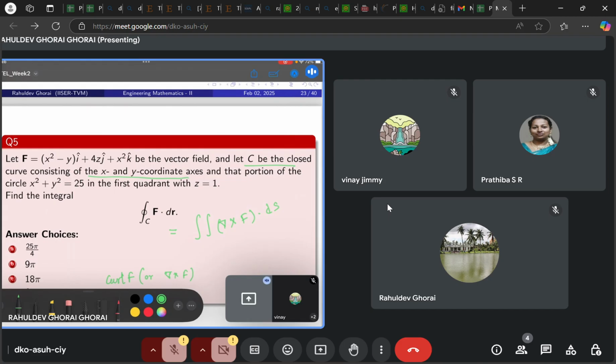I think this is the question in your assignment also. Can you check whether it is in the assignment also? Let me check it once, whether I have written it wrongly or not.